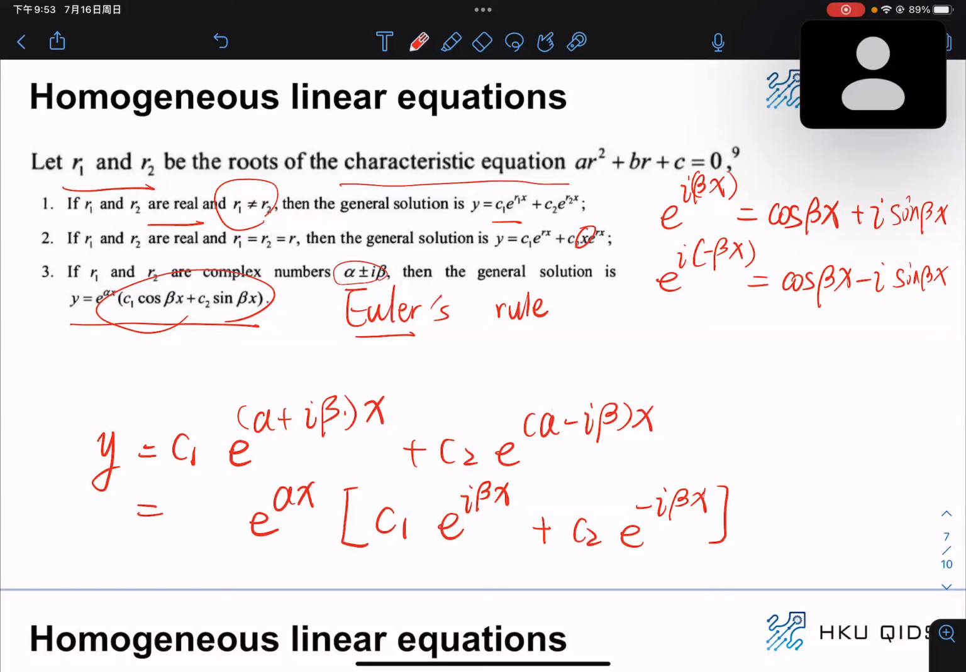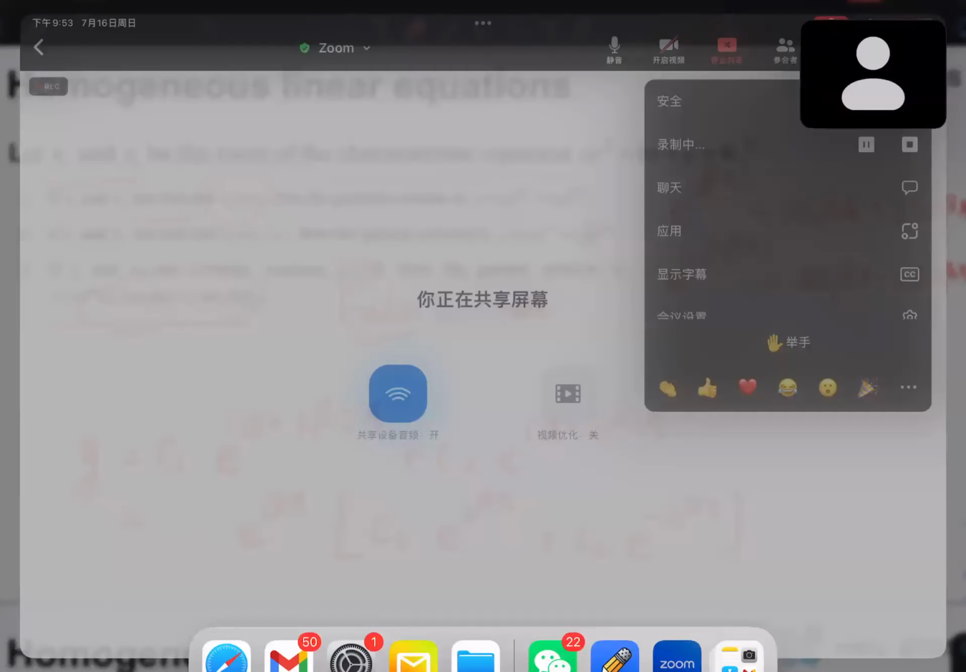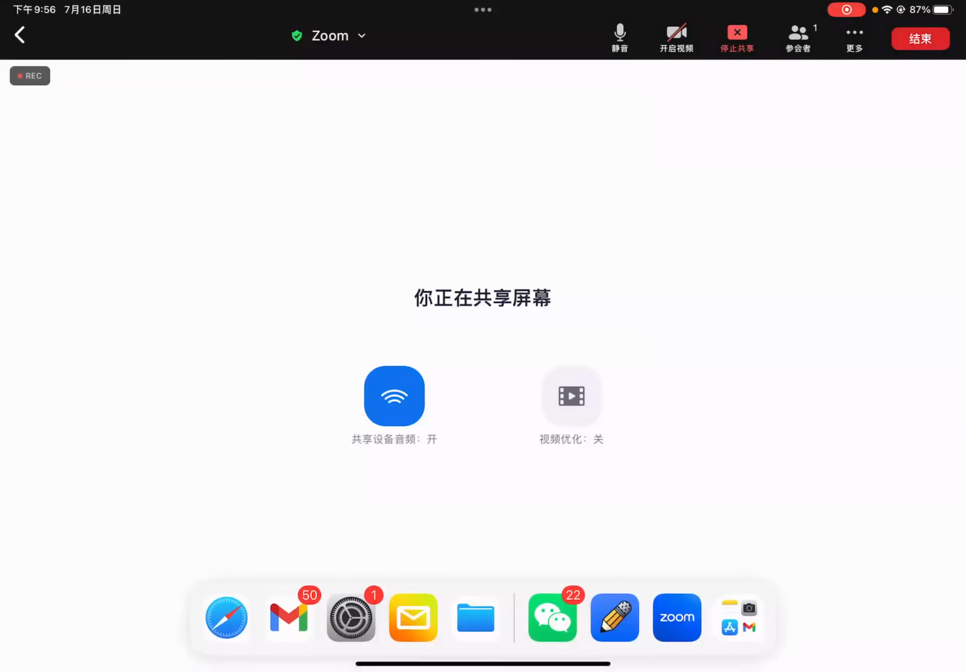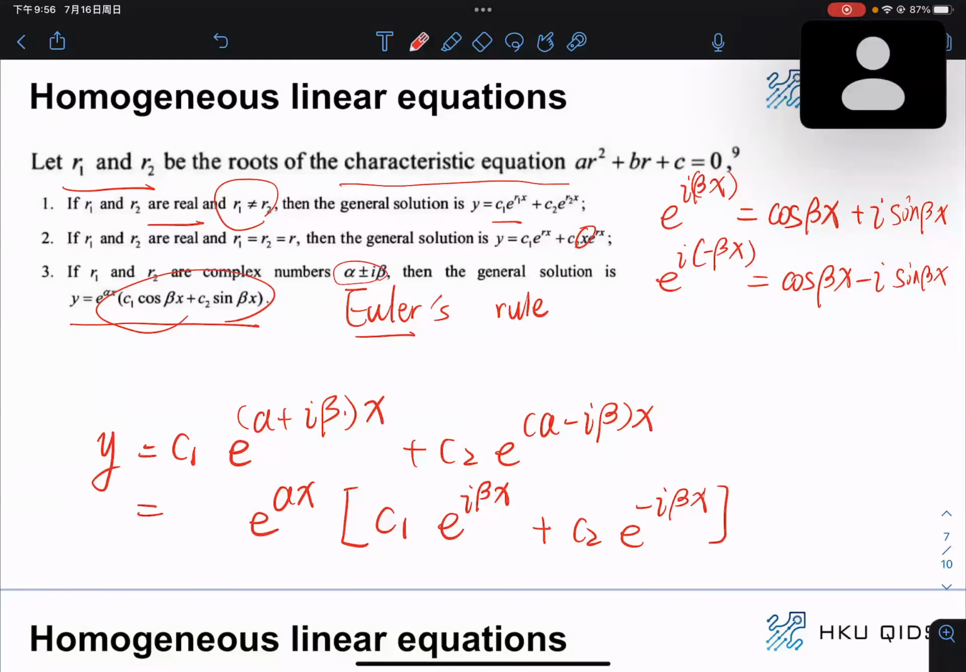So then we can further put these two things together. But you may ask me the question that, hey, Alan, if we multiply by C1 here and C2 here, it's not going to be the same with this one. So how is it the case?